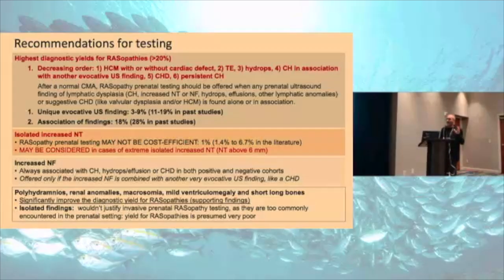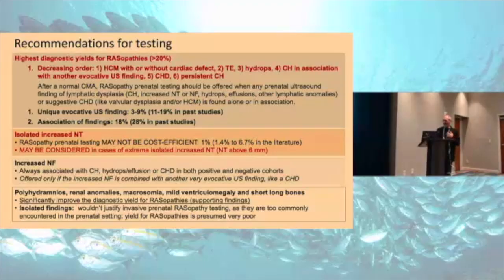So the suggestion is that after you do CMA, chromosomal microarray analysis, RASopathy testing should be offered if any prenatal ultrasound finding of lymphatic dysplasias or a cardiopathy is present, also when it's present alone, because it was 9%. It may be not worth it when it is an isolated increase in NT, because the efficiency is very low, the detection rate is 1%, but it may be considered when you have an increase in NT above 6 millimeters.